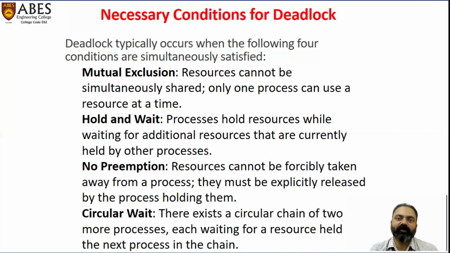Finally, circular wait, which we discussed earlier in the previous slide. There exists a circular chain of two or more processes. Each is waiting for a resource which is currently held by another process, the next process in the chain on the loop. So here are the four conditions which must be satisfied for confirming a deadlock. So these are mutual exclusion, hold and wait, no preemption, and circular wait.